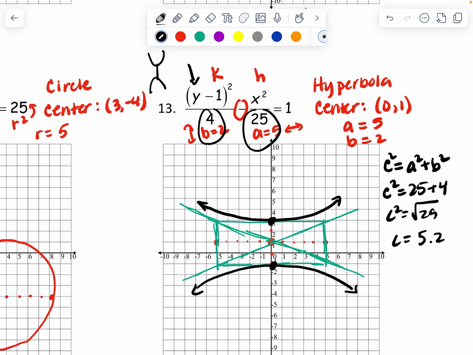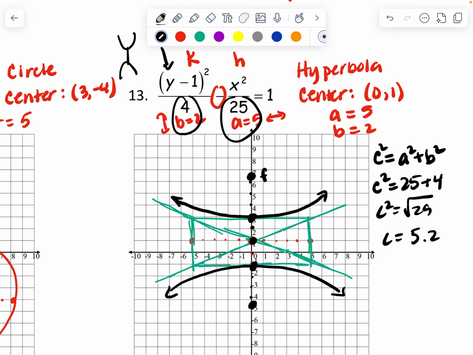What we're going to do is we're going to go from the center and we're going to go up 5, 1, 2, 3, 4, 5, somewhere right there is my focal point. Okay, and then we're going to go down 5 from the center, 1, 2, 3, 4, 5, something like that. Okay, so those are my 2 focal points.